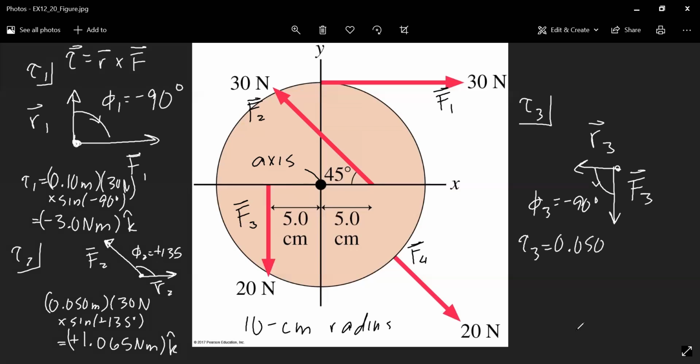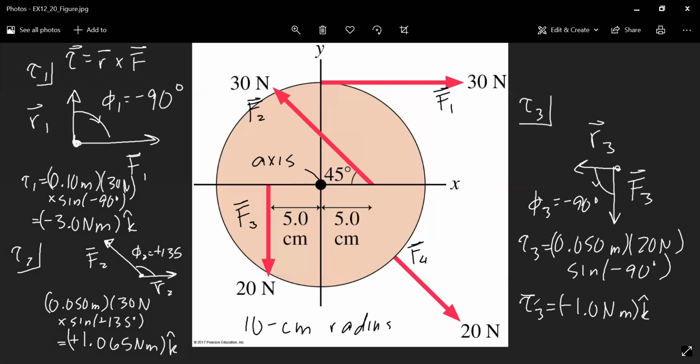0.05 meters times, now it's 20 newtons times sine of minus 90. And so 20 divided by 20 is 1. And so the vector tau 3, I'll write it again in vector form. It's minus 1.0 Newton meters in the k direction. Sometimes the book uses parentheses to separate the numerical value from the unit vector, but it's all the same.